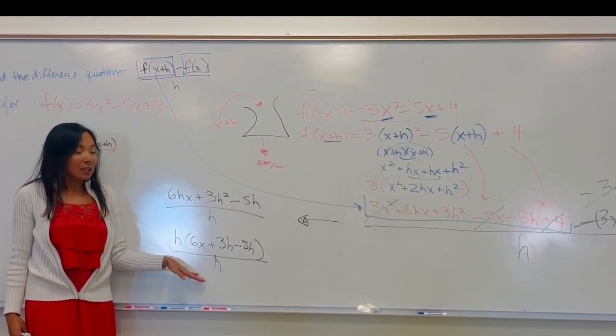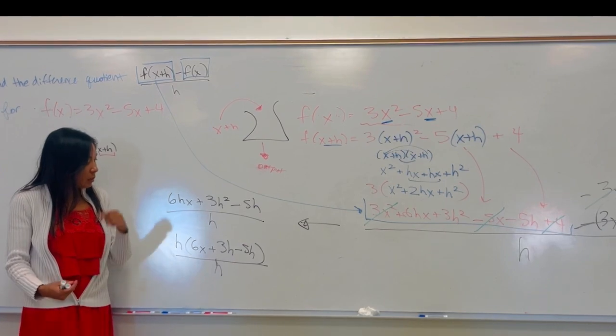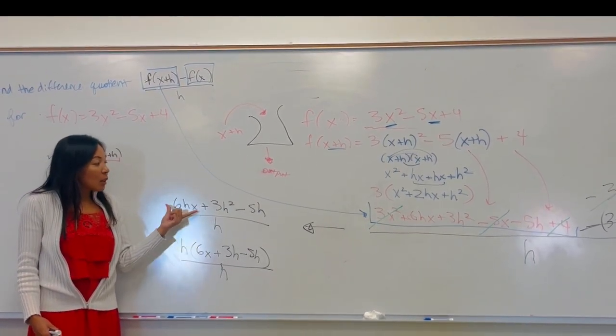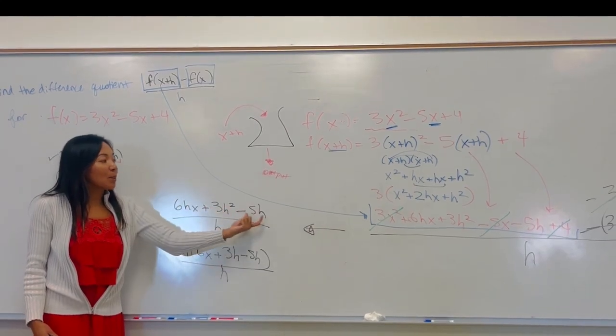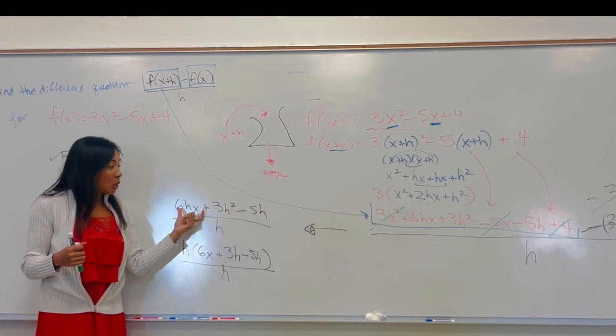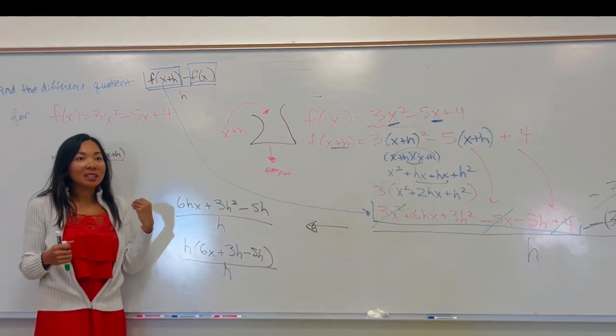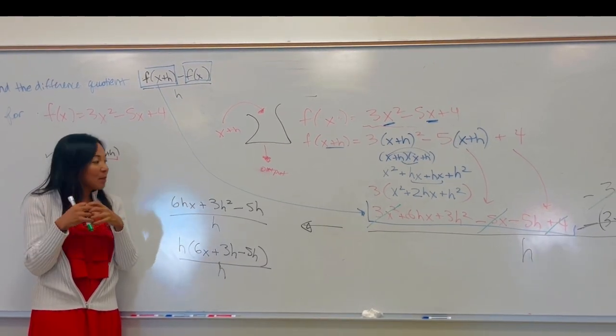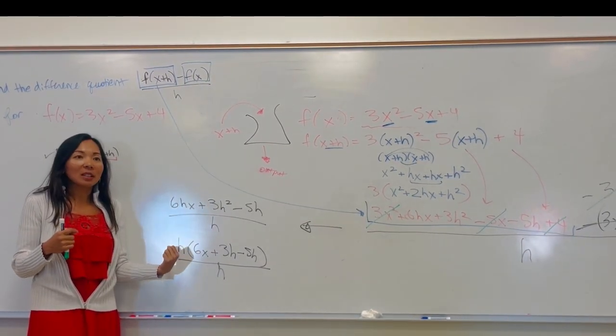Yes? I thought 6hx was a different animal, so you couldn't take h out. Right, it is a different animal. Because they're different animals, you cannot combine them, so you can't add them together. But what you could do is always factor something out, right? So you can't add or subtract them, but you could always factor something.